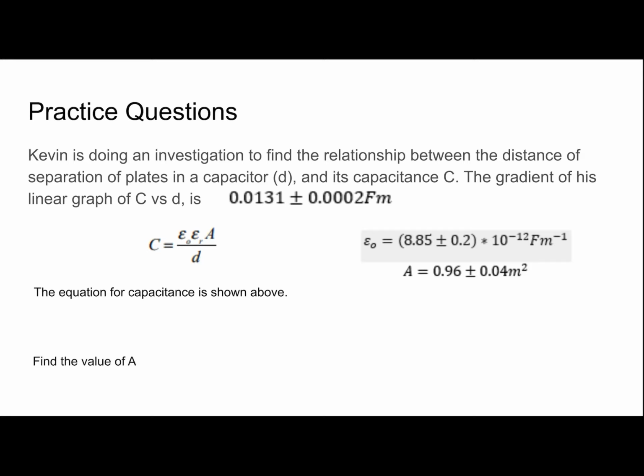So our dielectric constant, our ER, equals 1.00 plus or minus 0.01. Okay, that's our dielectric constant. So once again, use ER as 1.00 plus or minus 0.01, and then find the value of A.